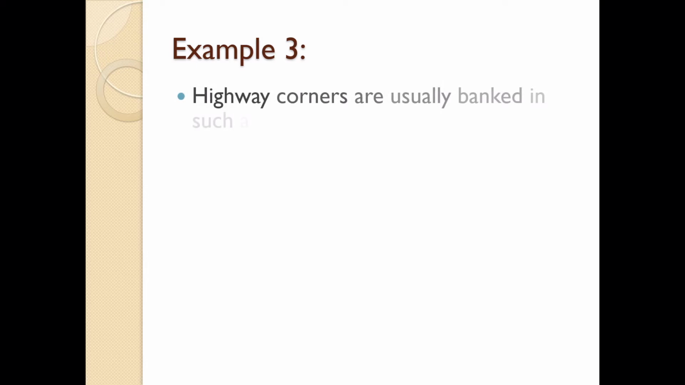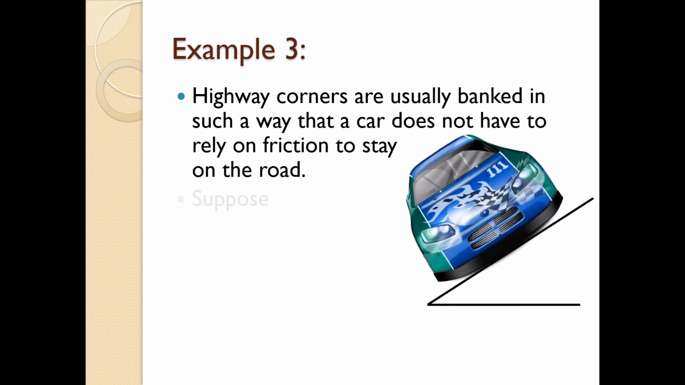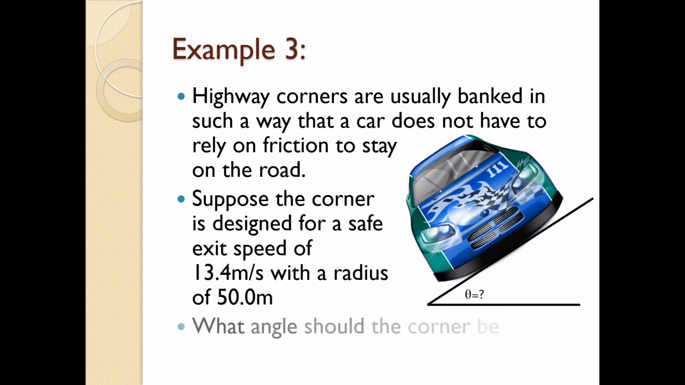So in this example, we're going to talk about banked corners for cars. You'll notice this usually on highway exit ramps. Sometimes if you follow stock car racing, you'll see this on their tracks as well, where the really large corners are usually banked in some way. The reason for the banking is that if they're banked properly, the car doesn't have to worry too much about the actual friction as long as they're exiting at the proper speed.